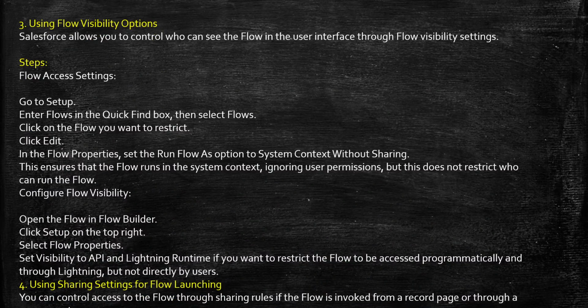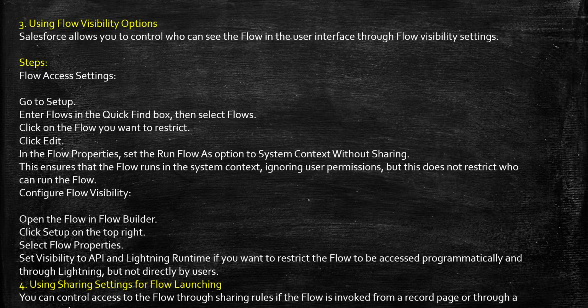Using flow visibility options, Salesforce allows you to control who can see the flow in the user interface through flow visibility settings. For flow access settings, go to Setup, enter Flows in the Quick Find box, select Flows, click on the flow you want to restrict, click Edit, and in the flow properties set the Run Flow As option to System Context Without Sharing. This ensures that the flow runs in the system context, ignoring user permissions, but this does not restrict who can run the flow.